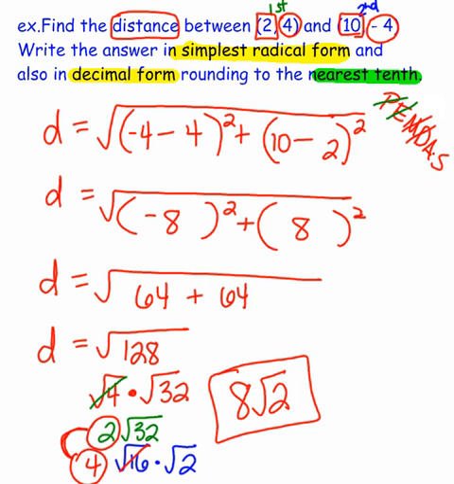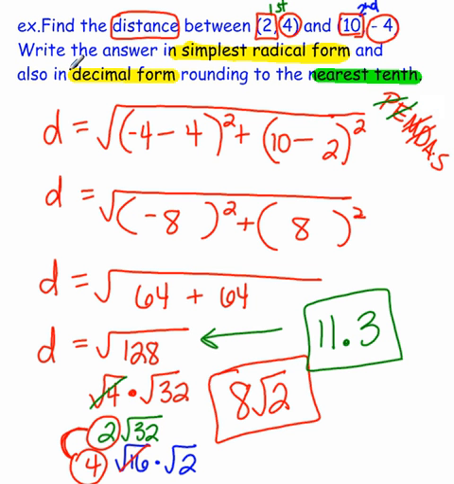Now it also asks for us to write it in decimal form. So go right back here, plug that into your calculator. Square root of 128. And if you round to the nearest tenth, check me on this one, you should get 11.3. So I've given two answers, one in decimal form and one in simplest radical form. So make sure that you pay attention to the directions when you are given particular problems to work.